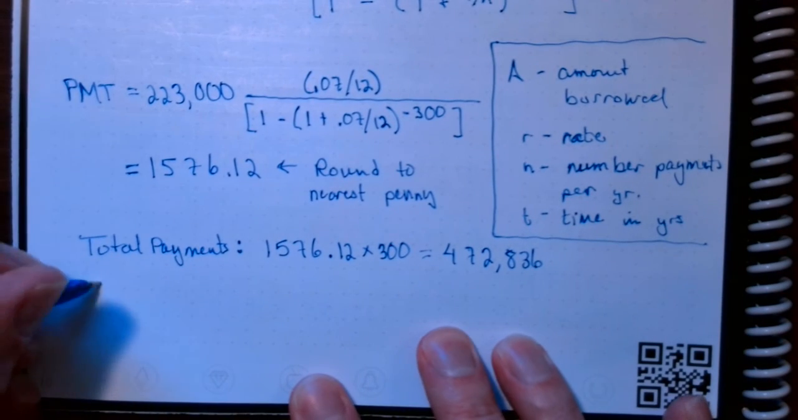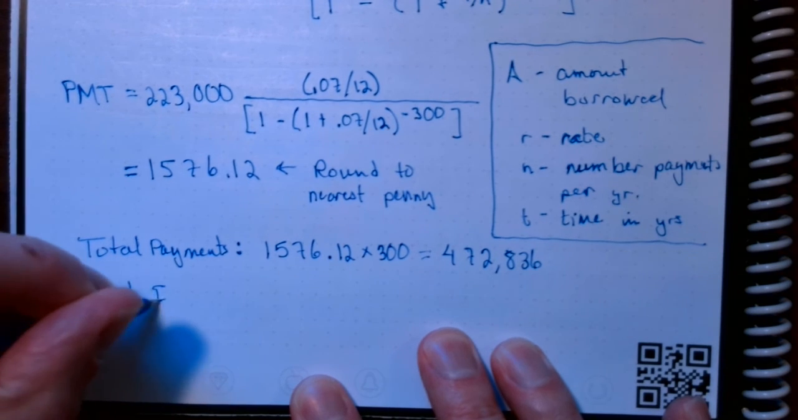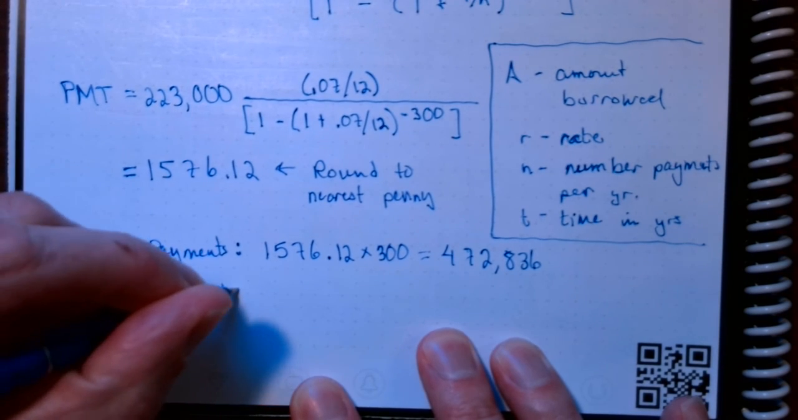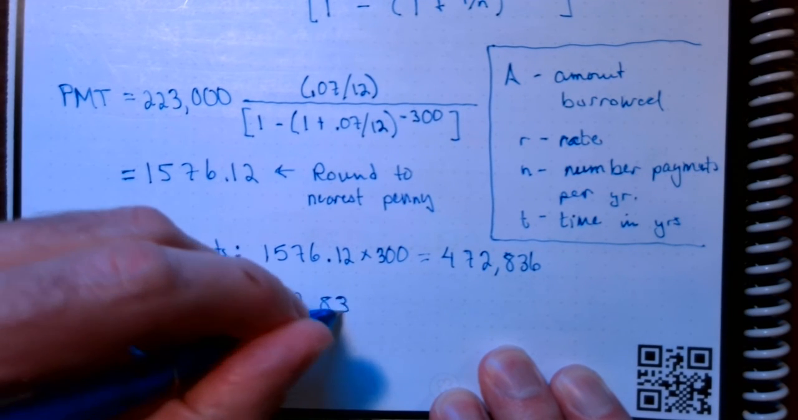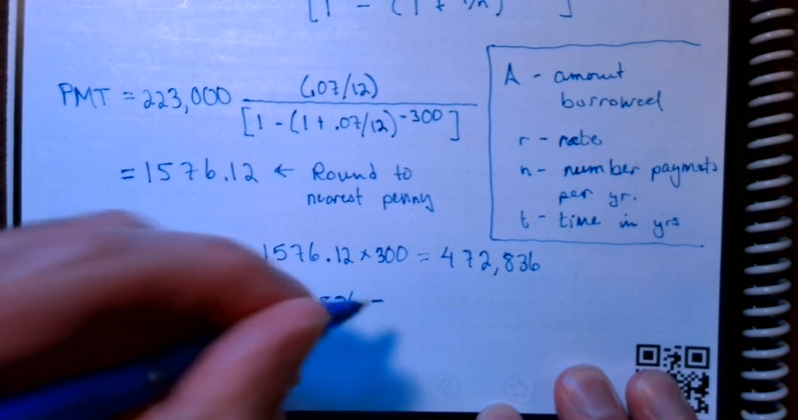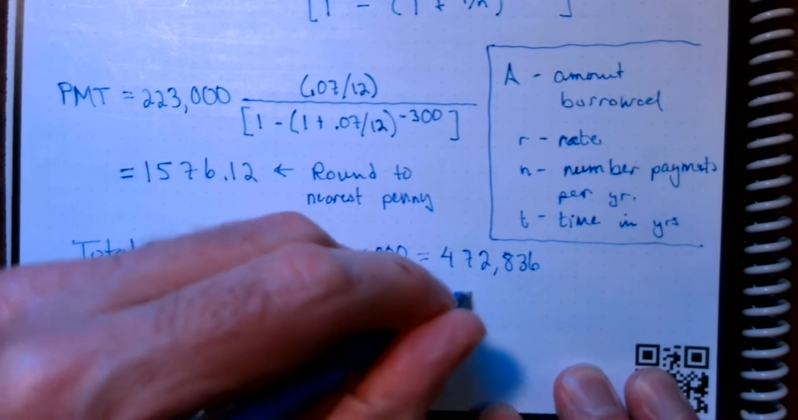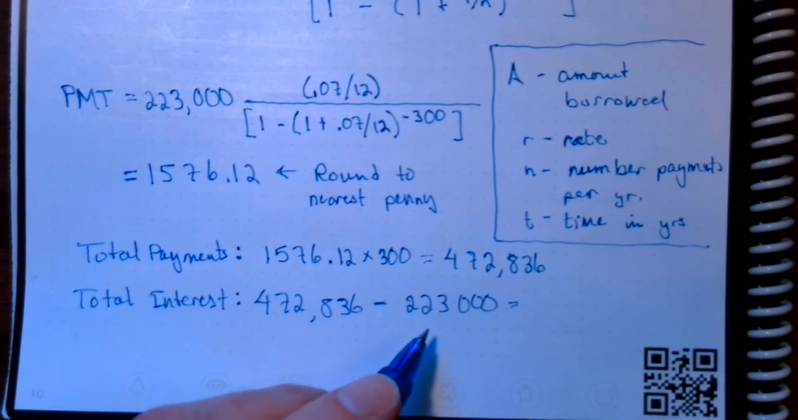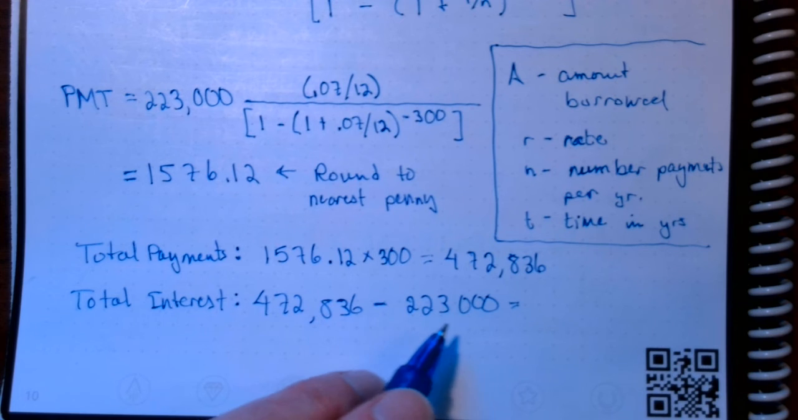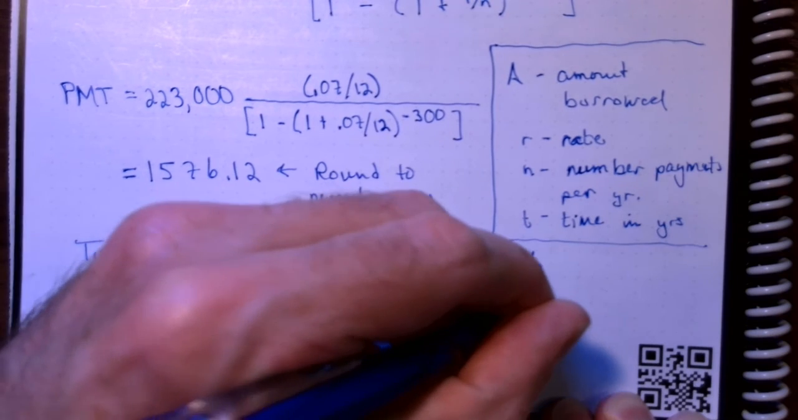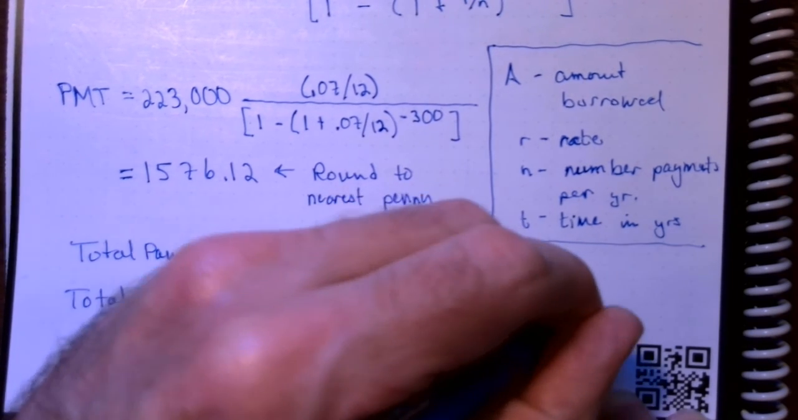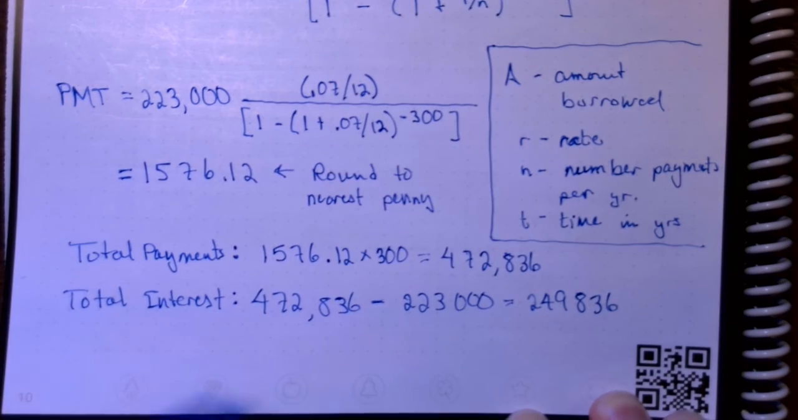Now the total interest paid, we find that by taking the total of all the payments over the life of the loan and subtracting the amount that we borrowed. Everything in excess of the original $223,000 that we borrowed, that's interest. So this is how we find it. You had to pay $249,836 in interest.